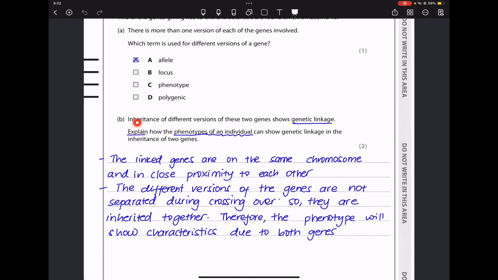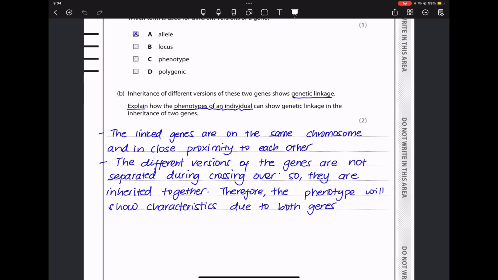In part B, inheritance of different versions of these 2 genes shows genetic linkage. Explain how the phenotypes of an individual can show genetic linkage in the inheritance of 2 genes. If 2 genes are linked, it means they're positioned on the same chromosome and they are in close proximity with each other. So the different versions of the gene are closer and they're not separated during crossing over. So they're always inherited together.